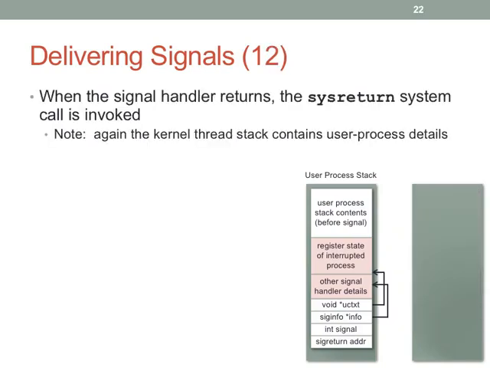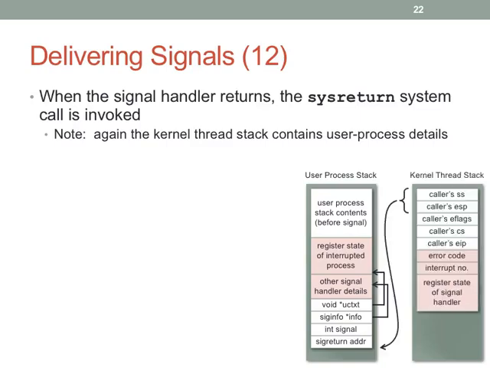Okay, so this is the state now. Signal handler has run. It's done its thing. And now we invoke the sysreturn system call. Okay? The kernel stack is empty until we trap into the kernel. Then it starts getting populated with details. Okay? Remember how this all works. We're assuming the int mechanism, but sysenter or syscall have similar details that they go ahead and set up. So the kernel thread stack now contains the user process details. And remember, this is the register state of the signal handler, not the interrupted process.